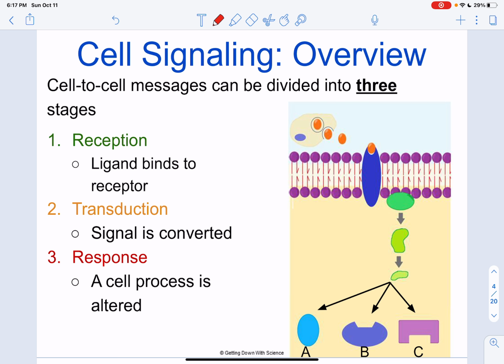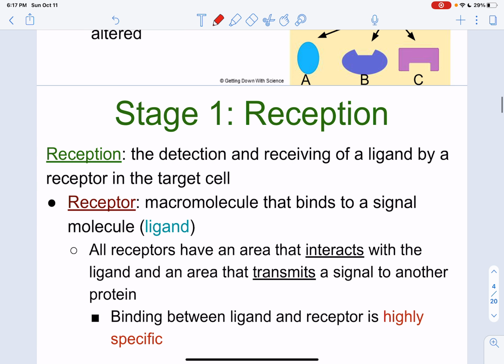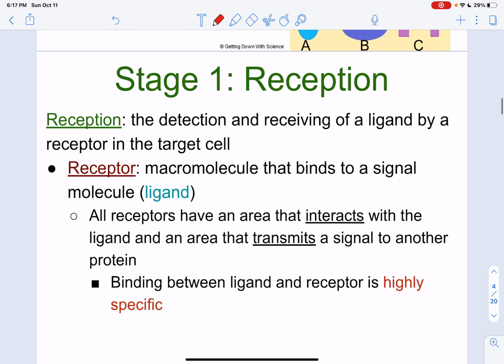The cell is actually going to take that signal and do something with it, and this could be a variety of things. This is just the brief overview, and now we're going to go into the detail. We're going to start off with stage 1, reception. Key vocab: reception, receptor, and ligand.